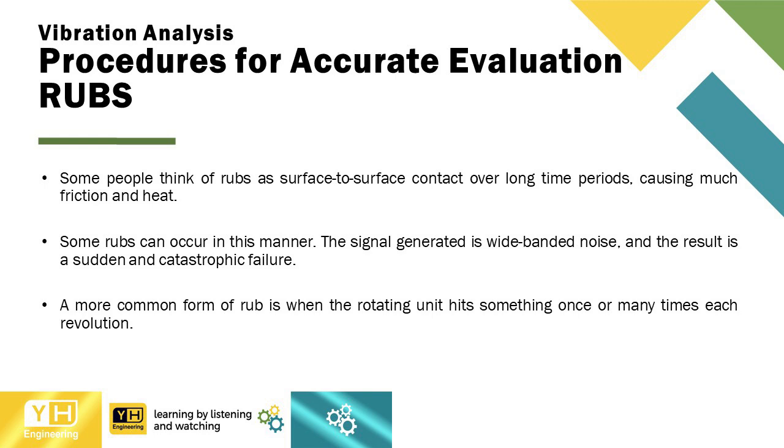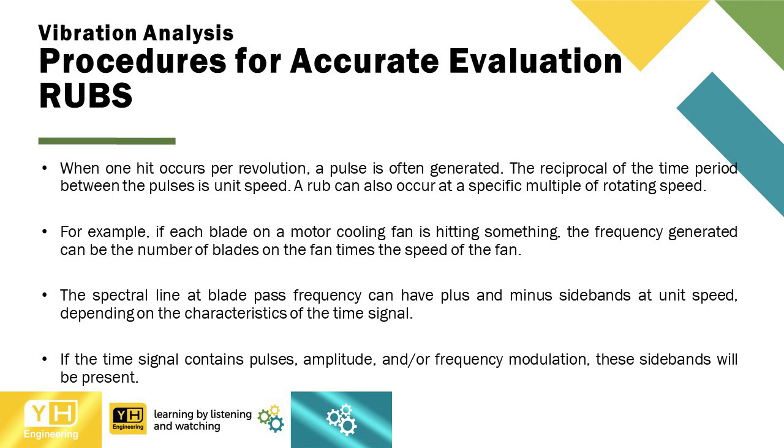A more common form of rub is when the rotating unit hits something once or many times each revolution. When one hit occurs per revolution, a pulse is often generated. The reciprocal of the time period between the pulses is unit speed. A rub can also occur at a specific multiple of rotating speed. For example, if each blade on a motor cooling fan is hitting something, the frequency generated can be the number of blades on the fan times the speed of the fan.